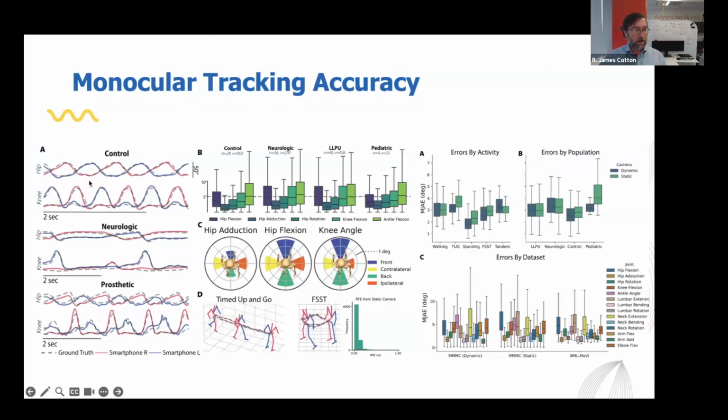So here you're seeing a couple of examples of a control participant, someone with a neurologic gait condition, and someone who uses a lower limb prosthesis. And when we compare the multi-camera system to the single camera system, we see quite strong agreement. And when we look at that error with respect to most joints, we see most joints are below 5 degrees most of the time. There are some viewpoint dependent things, but I'm not going to belabor these points. In short, it's robust across activities, clinical populations, and across joints.